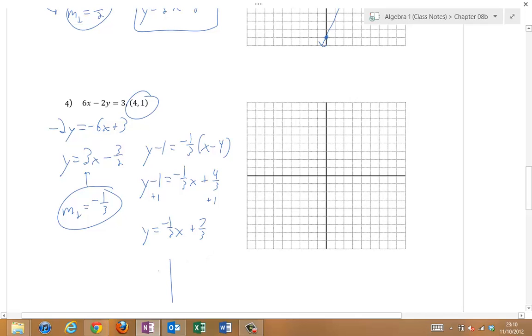But if I were to do a t-chart and plug 1 in for x, I get -1/3 plus 7/3, or 6/3, 2. (1, 2) is an excellent starting point. If I look at my slope, it's down 1, right 3, up 1, left 3. Let's finish putting all of those through the grid, and then connect.